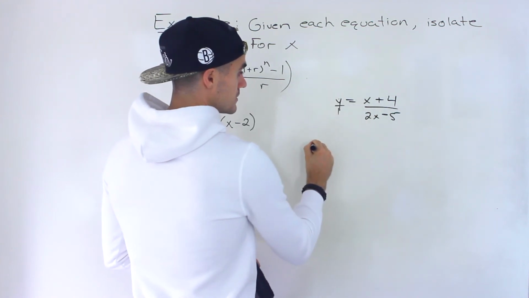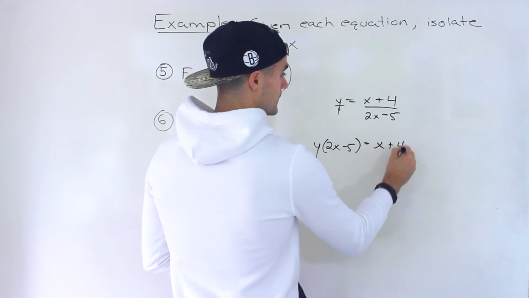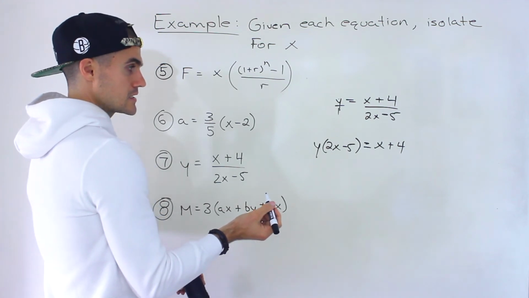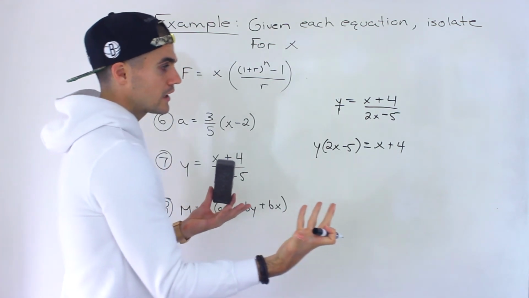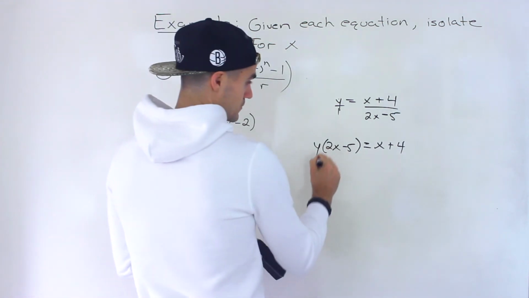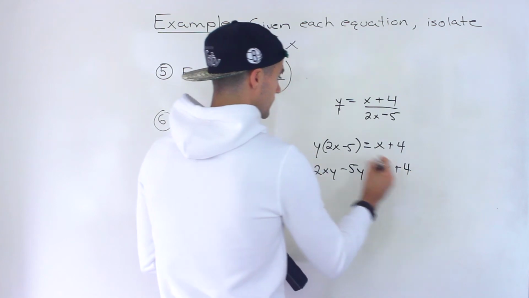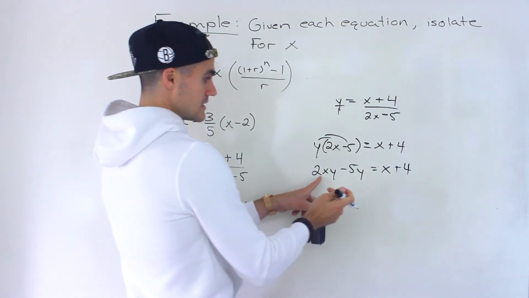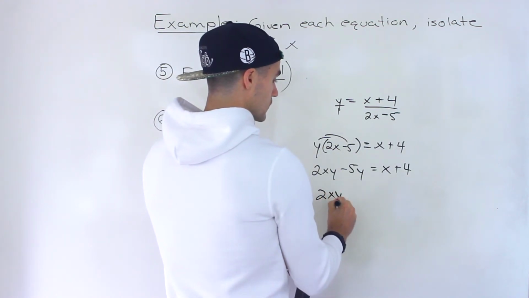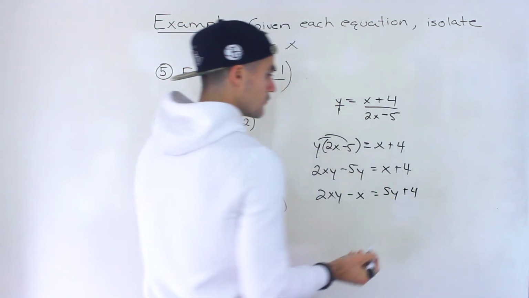So you'd end up with y times 2x minus 5 equals 1 times x plus 4. And so from here, you've got to expand everything, and then bring all the terms that have an x attached to them to one side, and all the other terms to the other side. So this would end up being 2xy minus 5y equals x plus 4. Right? We distribute the y. Now notice this term has an x and this term has an x. So I'm going to bring this over and then bring that over. So we'd have 2xy minus x equals 5y plus 4. This turns into a positive 5y.